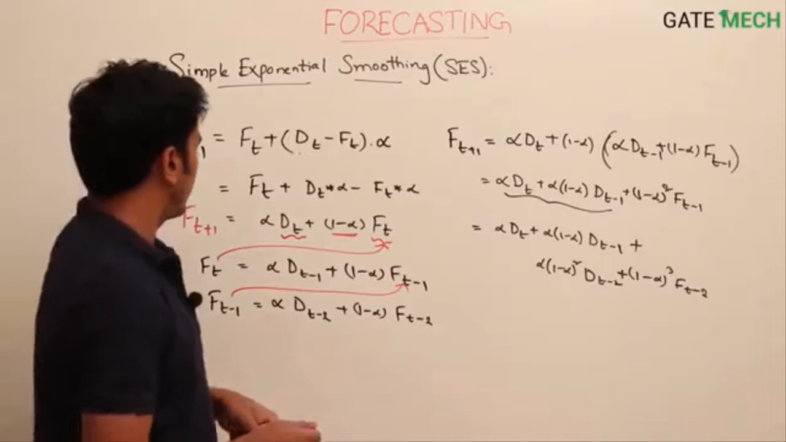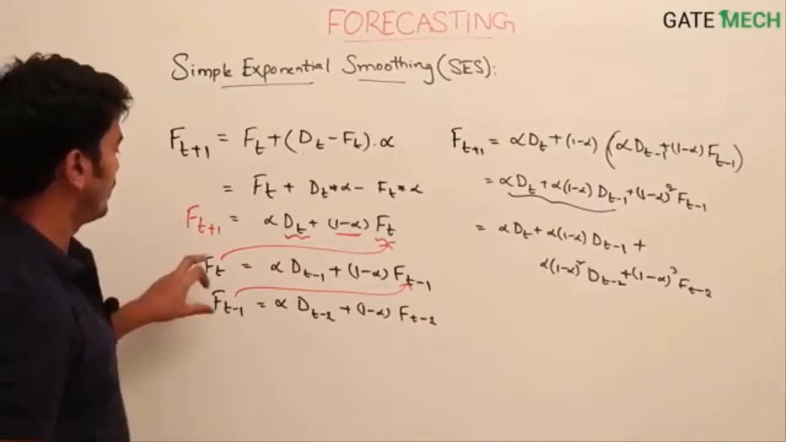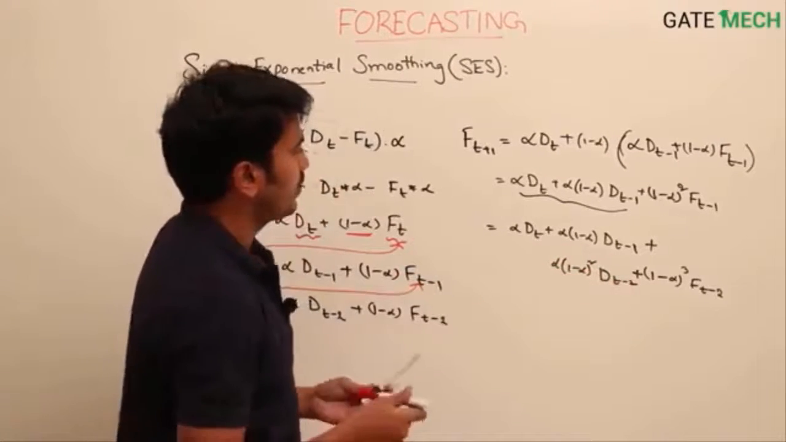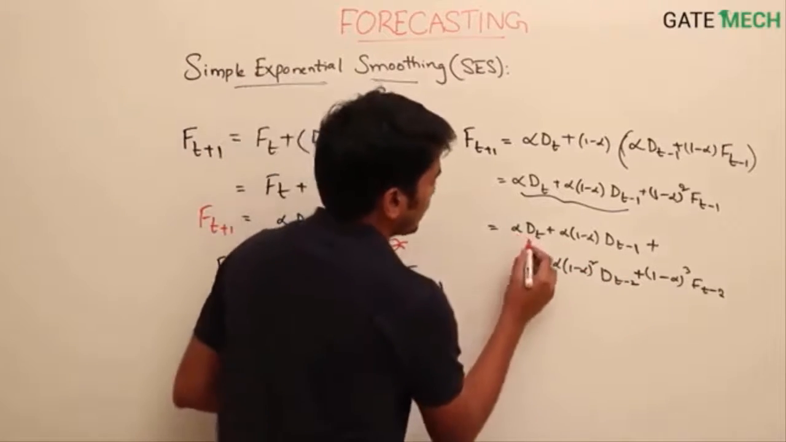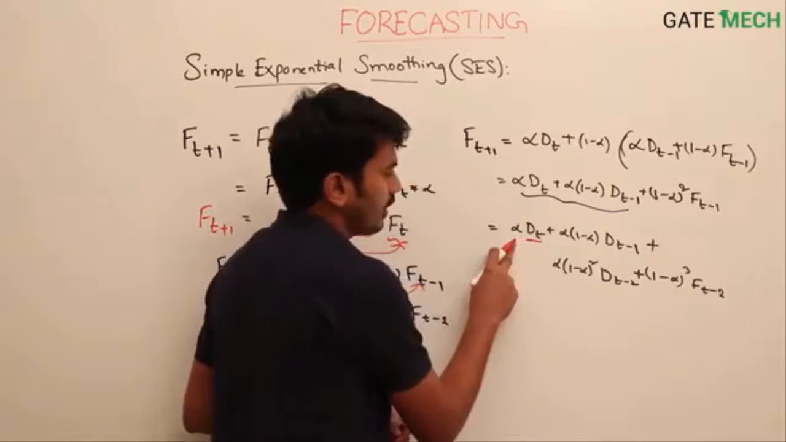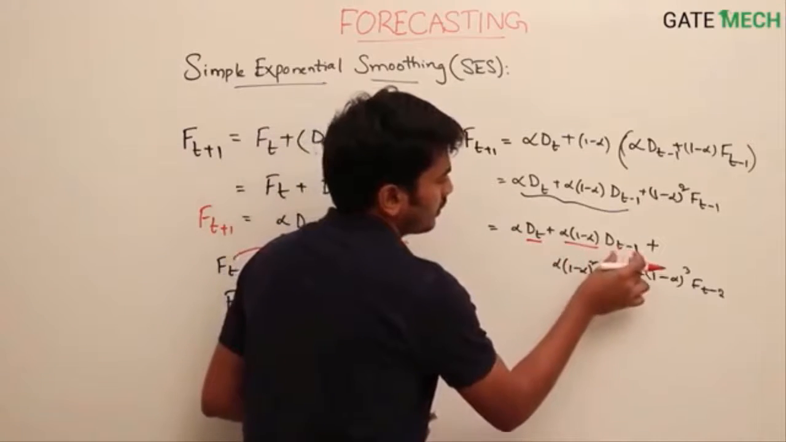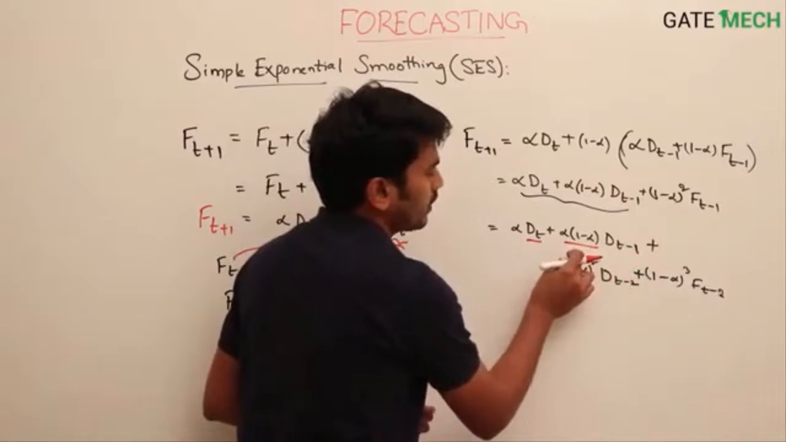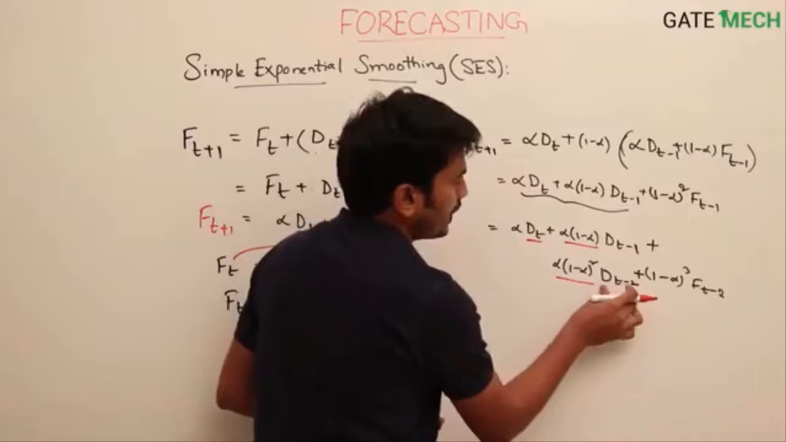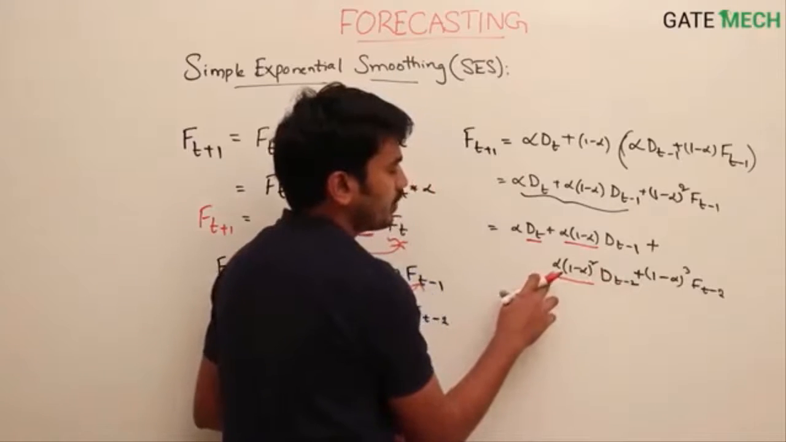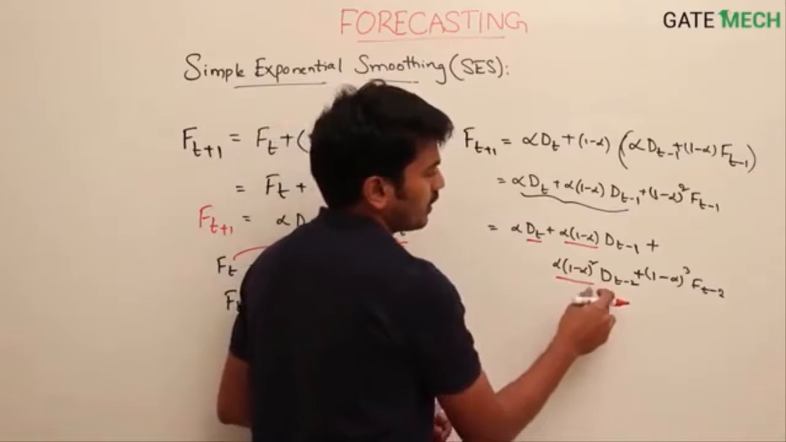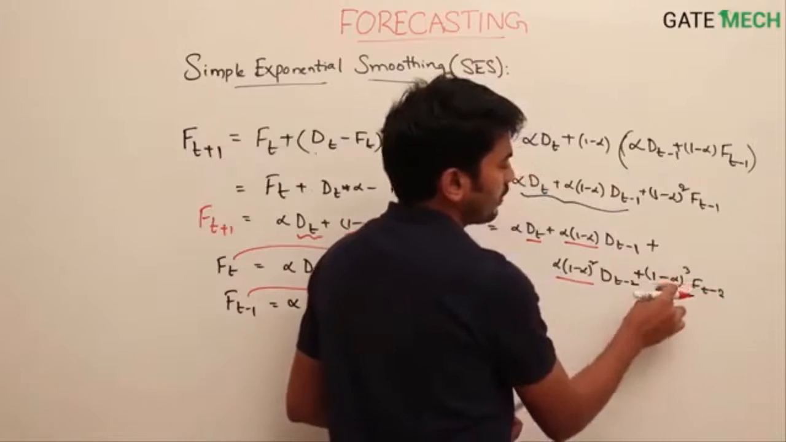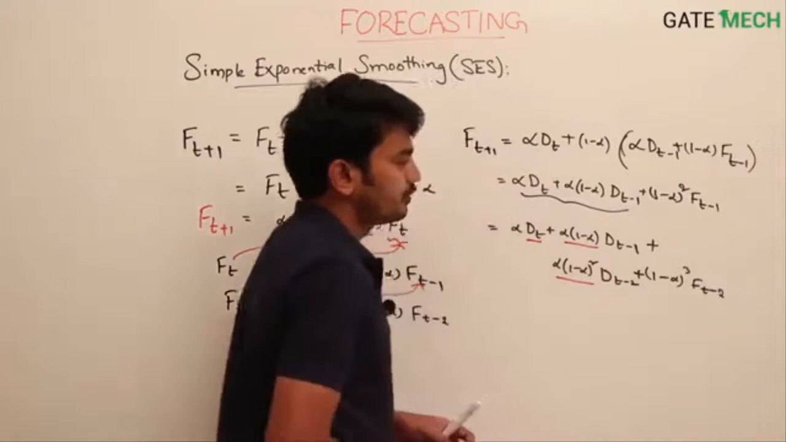Okay, so you can see that when I substitute these two equations here, you are getting an expression with multiple weightages. So recent demand is getting a weightage of alpha, and one period old demand is getting a weightage of alpha into 1 minus alpha, and 2 periods old demand data is getting a weightage of alpha into 1 minus alpha whole square, and the last period forecast is getting the lower weightage 1 minus alpha whole cube.